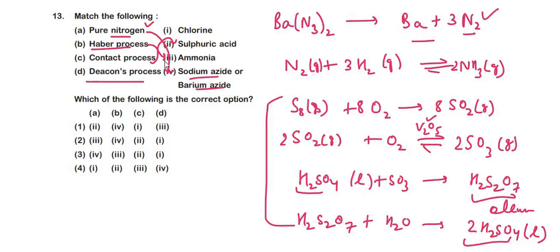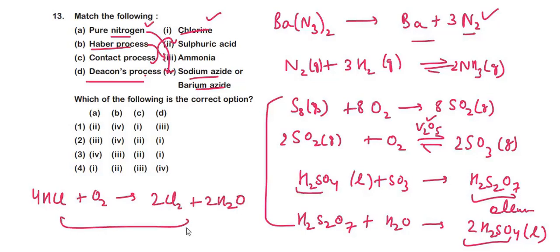The Deacon process is a process which is used for the preparation of chlorine. When 4 moles of HCl react with oxygen, this will give us 2 moles of chlorine and 2 moles of water. So this is the Deacon process for the preparation of chlorine. So for A, option number 4 is correct. For B, option number 3 is correct. For C, option number 2 is correct. For D, option number 1 is correct. So our answer is the 3rd option. Correct answer is the 3rd option here.